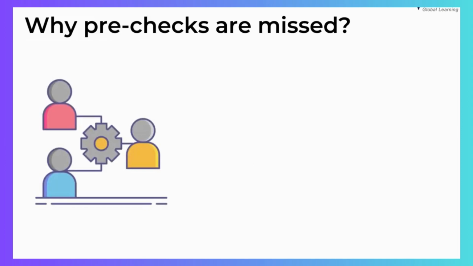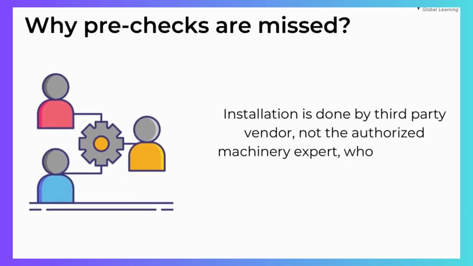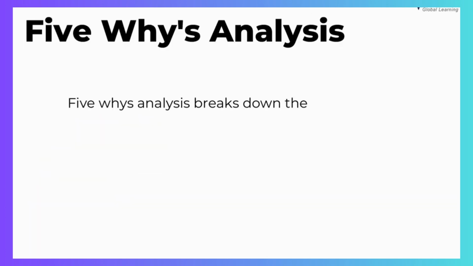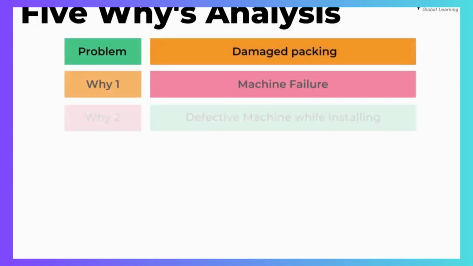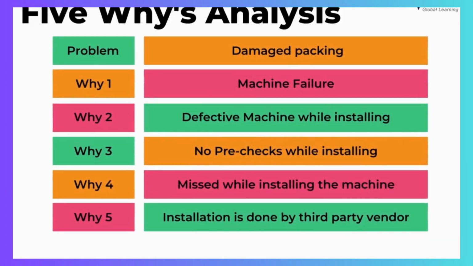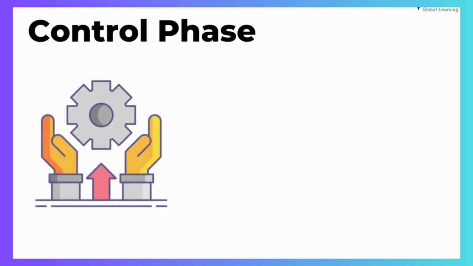Then why was it missed while installing the machine? There comes the final question in the 5 whys analysis. The answer to this is, installation was done by a third-party vendor, not the authorized machinery expert. Thus, this 5 whys analysis breaks down the potential issue, which is the installation of the defective packing machine by third-party vendors. Now, after changing the machine, the issue of packing is resolved, and to control this improvement, we will now see the control plans.